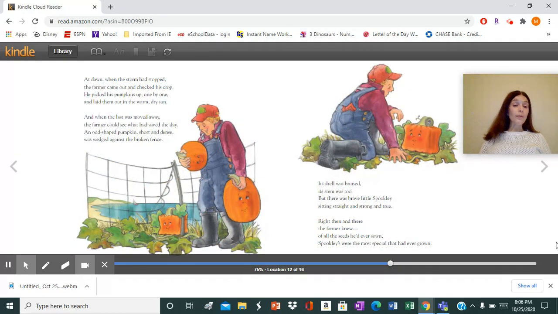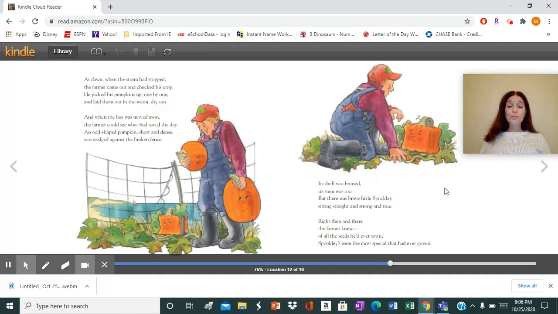At dawn, when the storm had stopped, the farmer came out and checked his crop. He picked his pumpkins up one by one and laid them out in the warm, dry sun. And when the last was moved away, the farmer could see what had saved the day. An odd-shaped pumpkin, short and dense, was wedged against the broken fence. There's Spookley, and he saved the day.